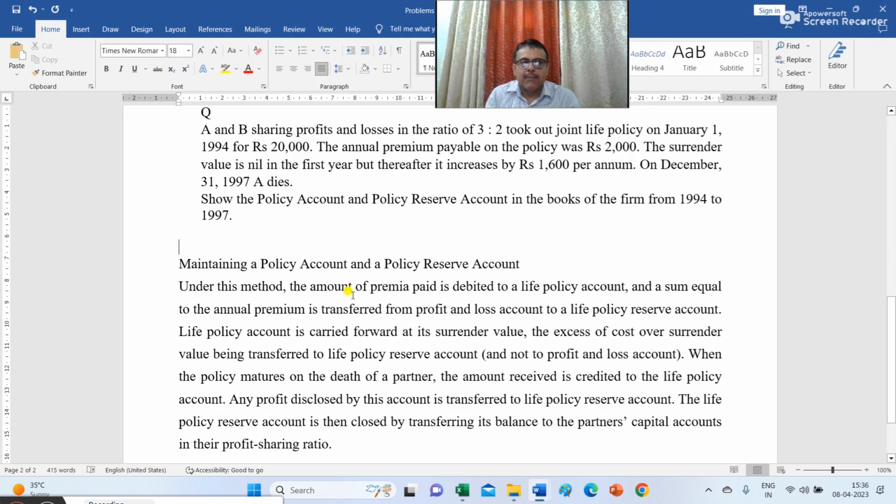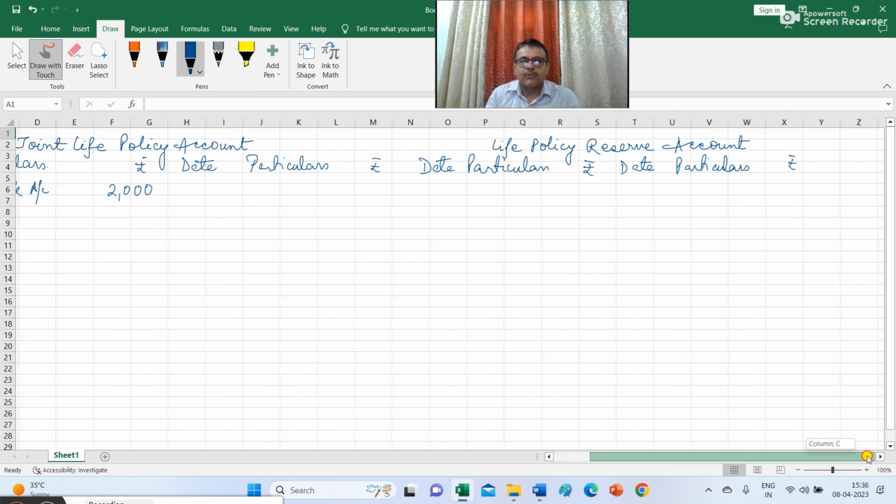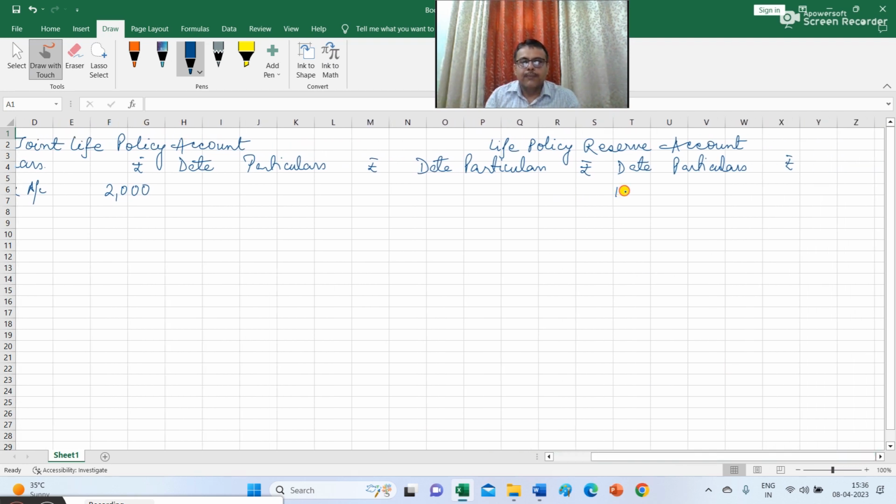Under this method, the amount of premium paid is debited to a life policy account, so that we have done, and a sum equal to the annual premium is transferred from profit and loss account to a life policy reserve account. So in life policy reserve account, you have to transfer this amount from P&L. So here I am going to write by profit and loss account. In life policy reserve account, you have to write by P&L account rupees 2,000.